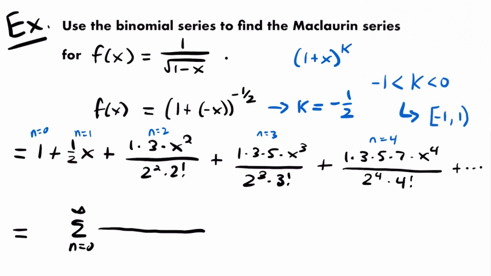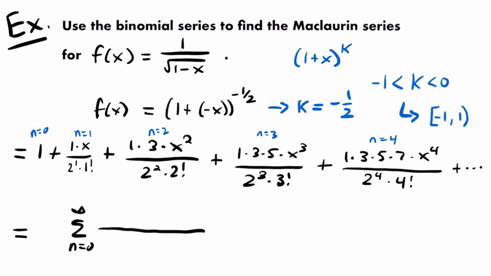We could rewrite this a little bit. Instead of having 1/2 times x, we could express this as 1 times x divided by 2 to the 1st power times 1 factorial, right? This would still be 1/2 times x, because 2 to the 1st power is 2, and 1 factorial is 1, so we have 2 times 1 in the denominator, and so 1/2 times x.